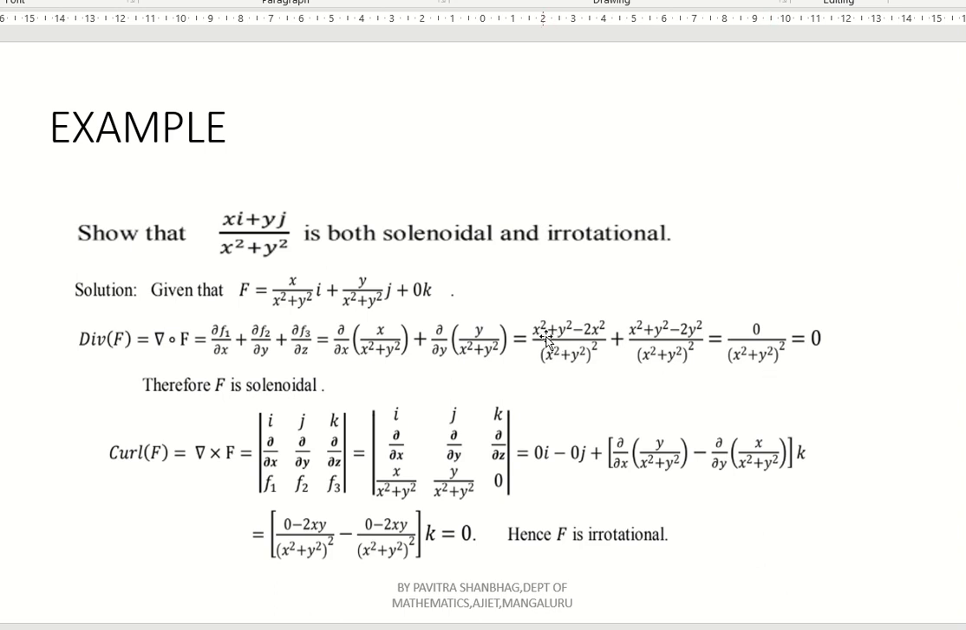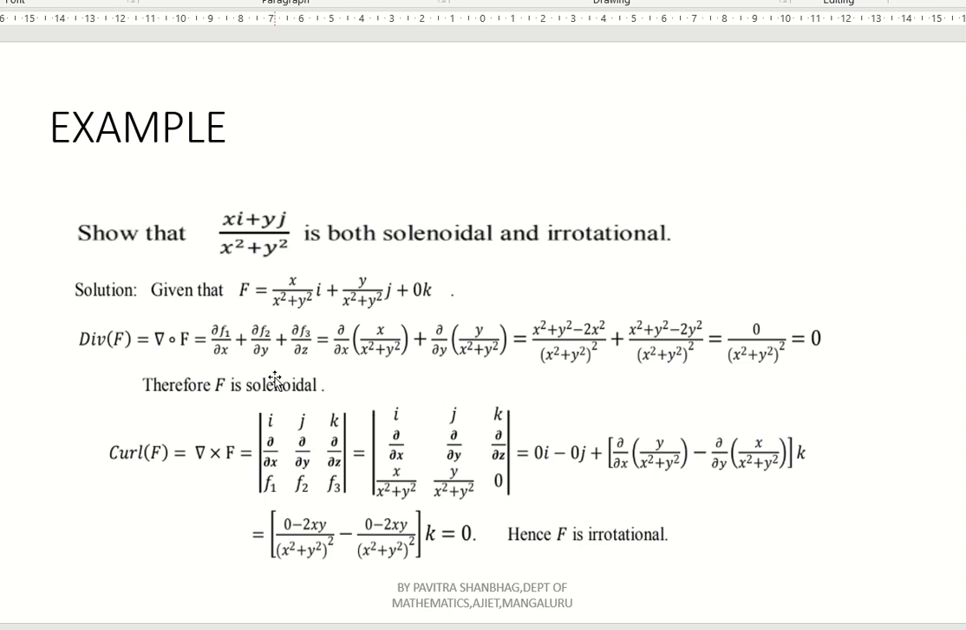What remains? x² plus x² is 2x², y² plus y² is 2y². See here, 2x² and 2y² cancel with this minus 2x² and minus 2y². So 0 divided by any value is 0. Because of this, clearly we can write that the given vector function is solenoidal. For a solenoidal vector, divergence is 0, right? So because of this, here vector f is solenoidal.